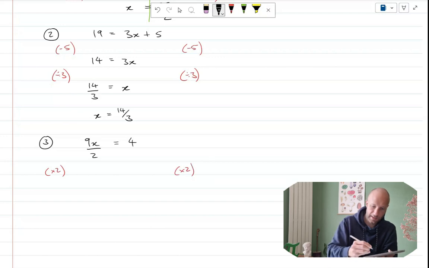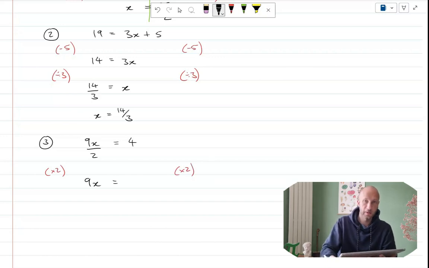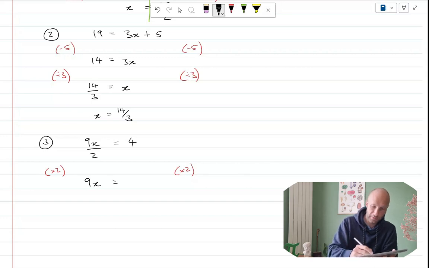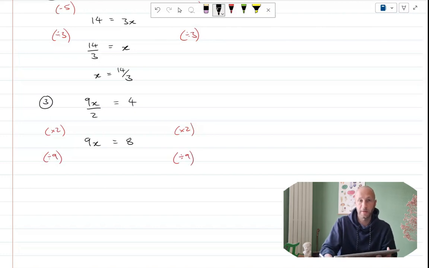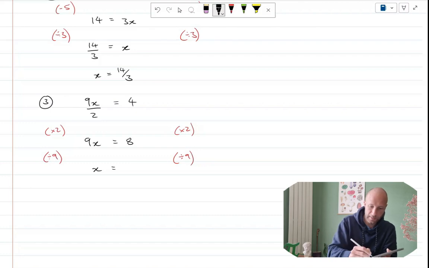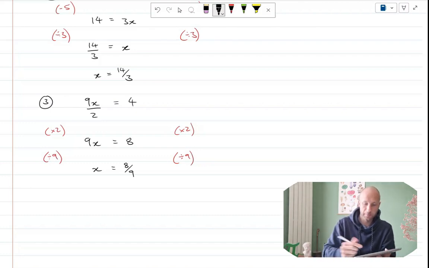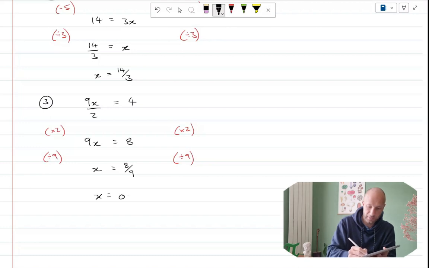On the left-hand side, it will just cancel the division by 2. So the 9x will just pop out nicely. On the right-hand side, I'll get 4 times 2, which is 8. And again, don't worry, oh, I've got to divide by 9, but I can't do 8 divided by 9 to get a whole number. There's no reason why I can't do 8 divided by 9. It just won't be a whole number value. So then I can write x equals 8 over 9, done.